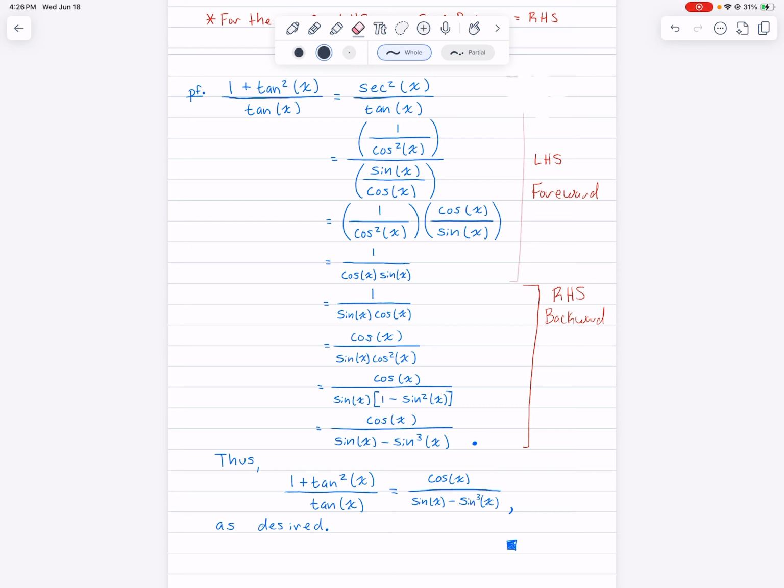So I'm going to erase this because that's not part of the proof, but yeah. So that is how you do an example where both sides are complicated.